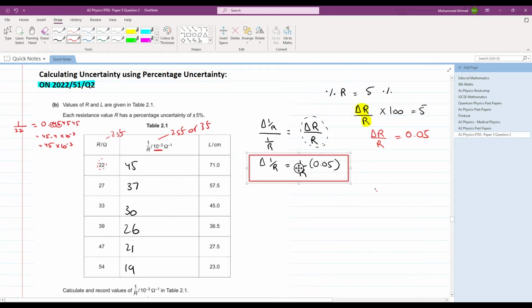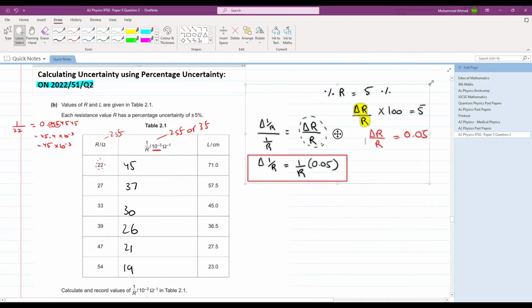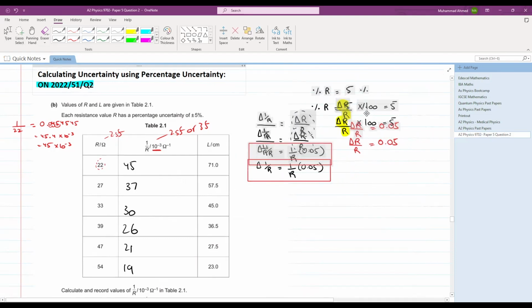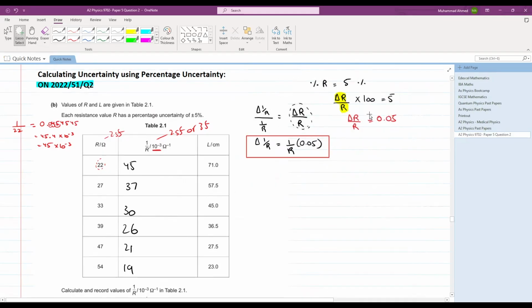Simple. Let's utilize it. Let's minimize these things so that we have some space. Yeah, I think this much space will be enough. Let's do it for the first row. Absolute uncertainty in 1 over R is equal to 45, that is the value of 1 over R, multiplied by 0.05. This comes out to be what? 45 into 0.05 comes out to be 2.25. If I round it off to one significant figure, it will become 2. Perfect. Let's do it for 37.